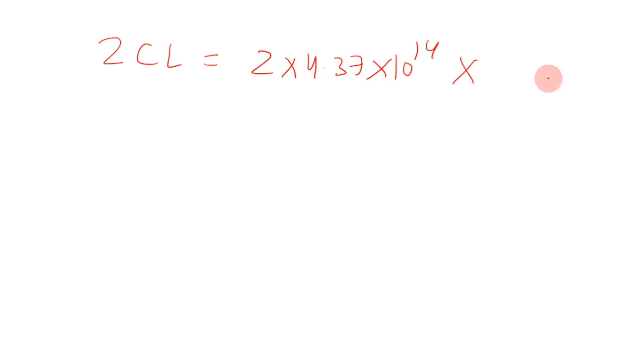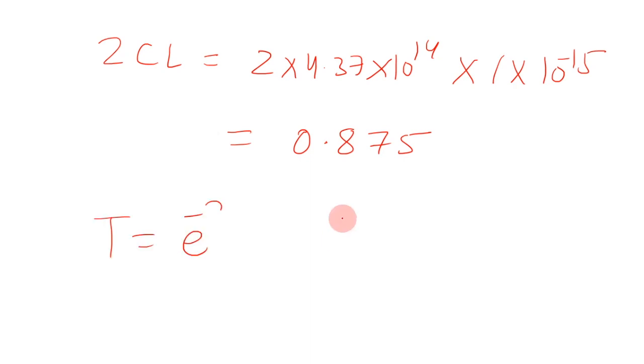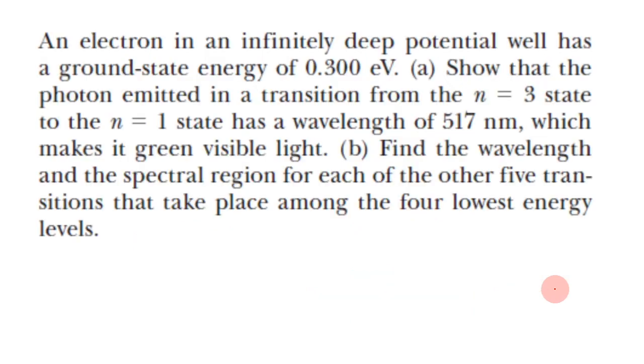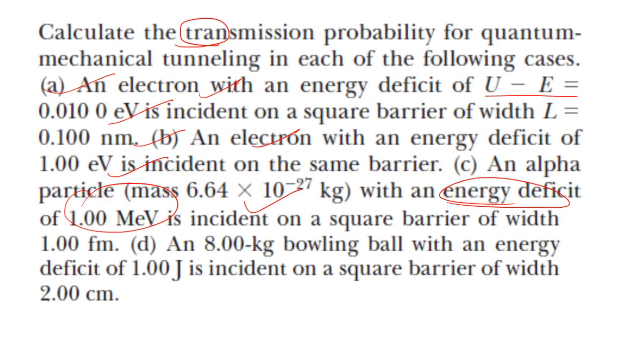Now you got C. To calculate 2CL, it is 2 into 4.37 into 10 to the power 14 into L, which is 1 into 10 to the power minus 15, which you get as 0.875. So T is equal to e to the power minus 2CL, which is e to the power minus 0.875, which you get as 0.417. So this is our transmission, or tunneling probability, for the C part.